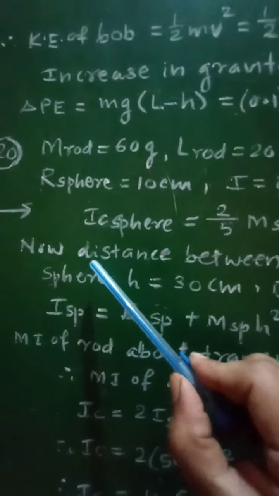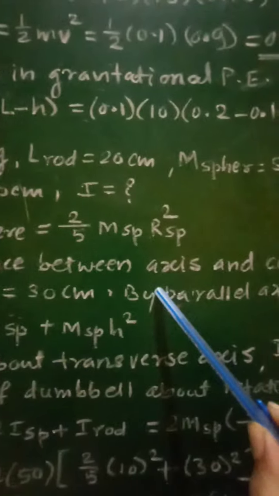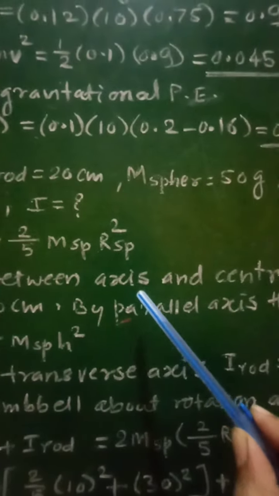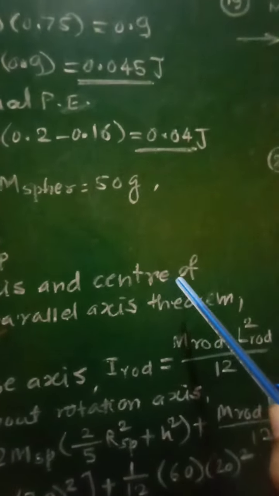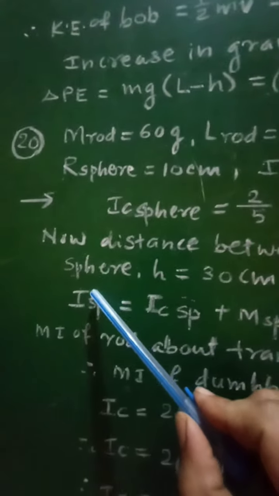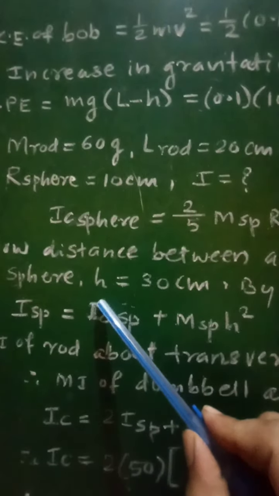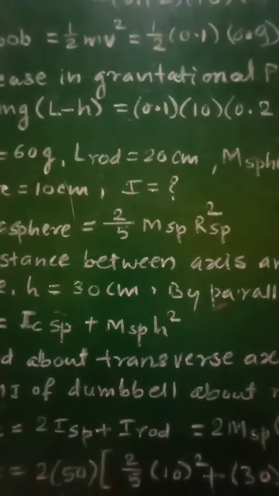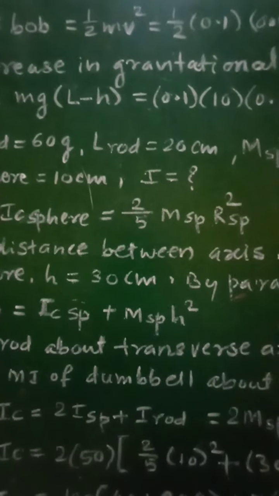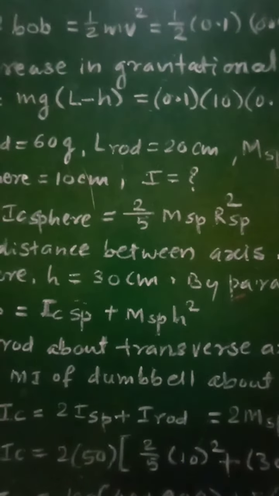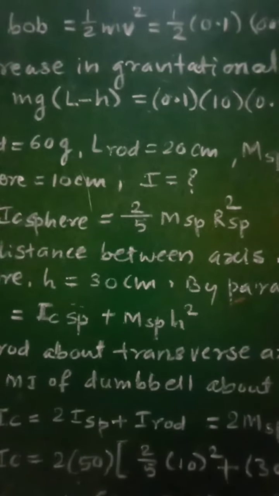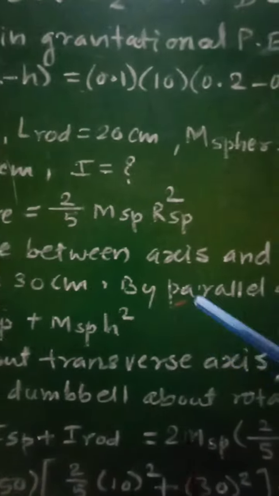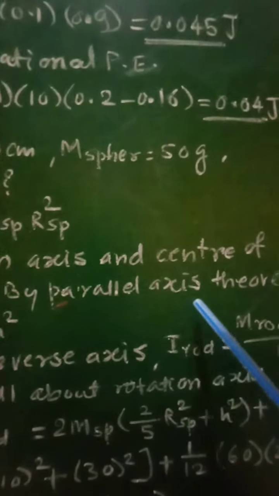Now the distance between the axis of rotation and center of mass of the sphere, that is h, is equal to 30 centimeter. So this 30 centimeter h is the perpendicular distance between the axis of rotation and center of mass of the sphere, and hence we can use the parallel axis theorem there.